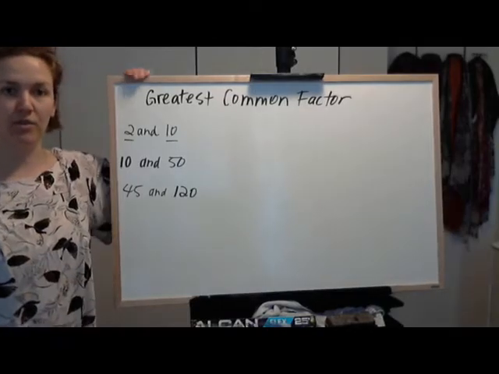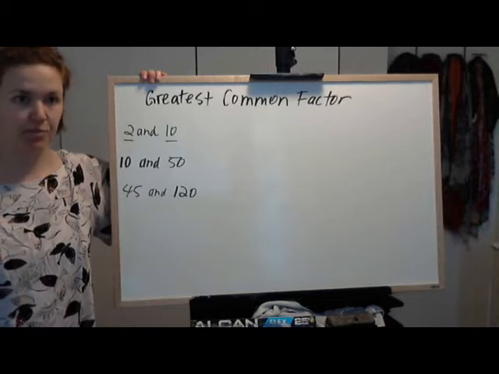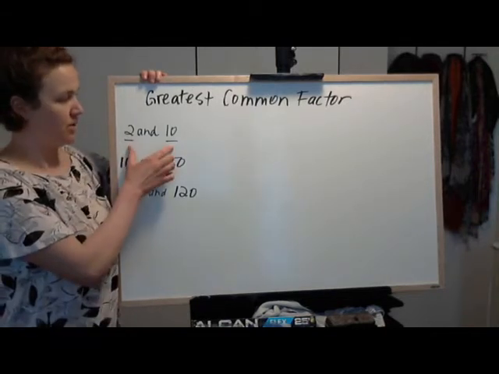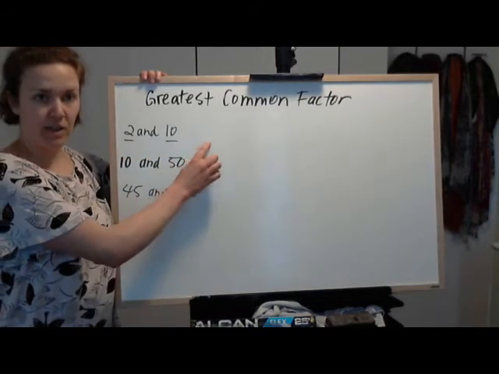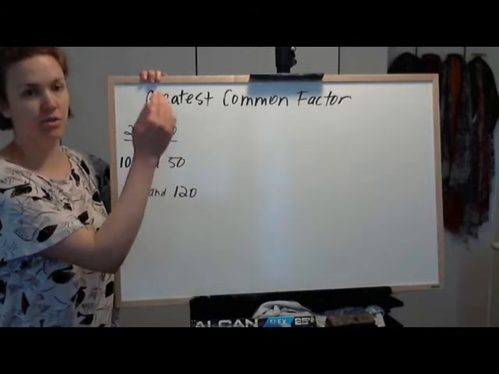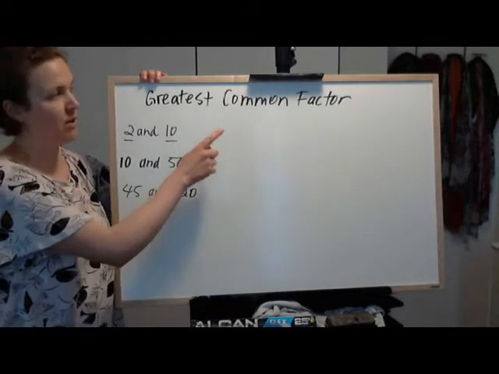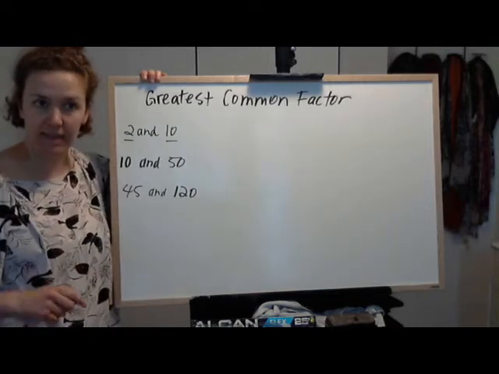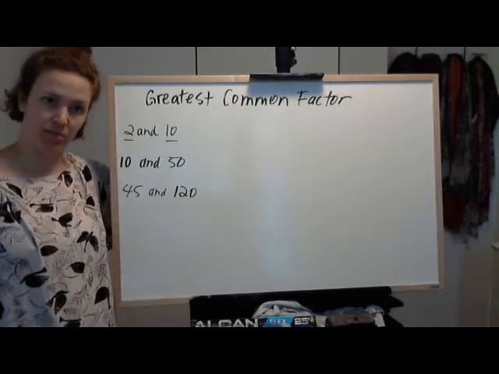This video is for finding the greatest common factor. So you'll be given two numbers. You need to find the factors of each one, and then you circle or find whichever number is highest in both of those lists, and that is your greatest common factor.